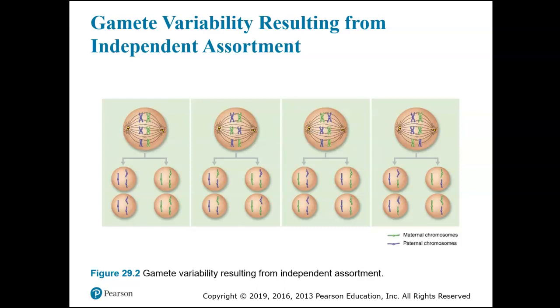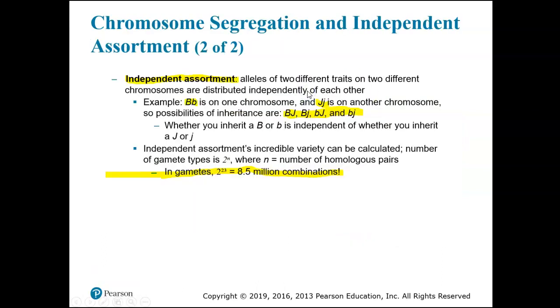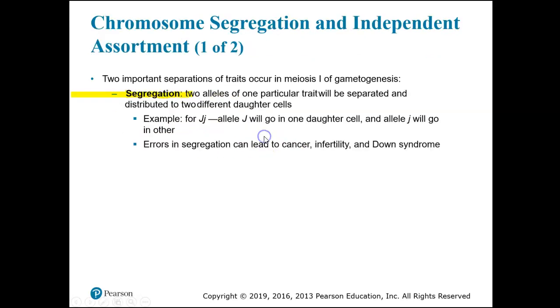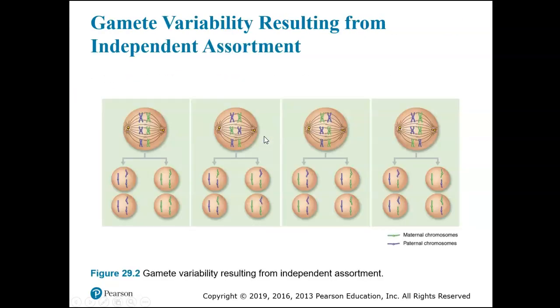What we went over in the previous recording is that there are three events that lead to genetic variation: independent assortment, crossing over, and random fertilization. I know it says crossover here. When I teach this in biology, I've always said crossing over. So crossing over and crossover are the same thing. But let's talk about independent assortment.